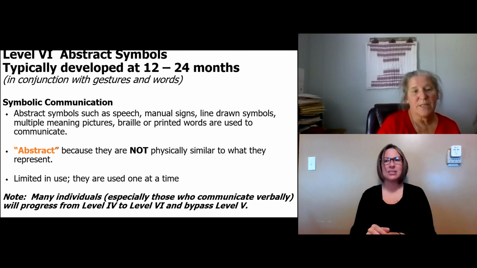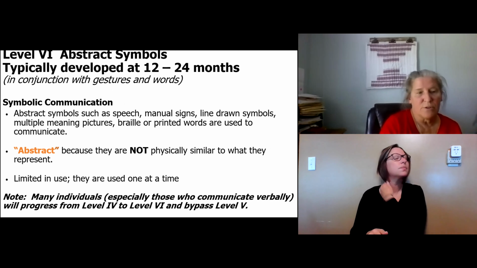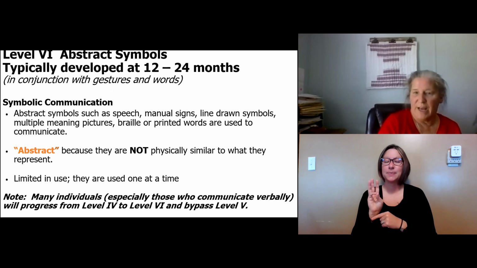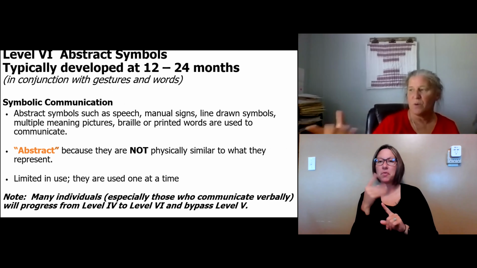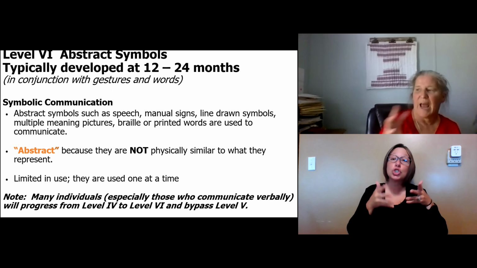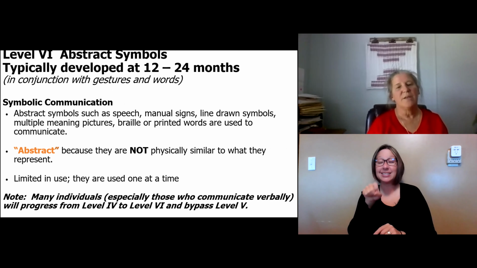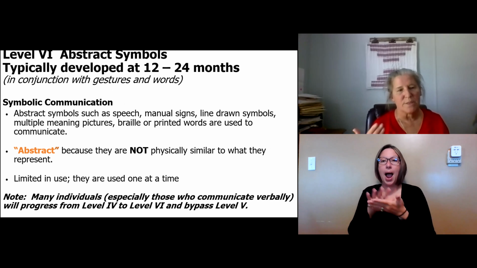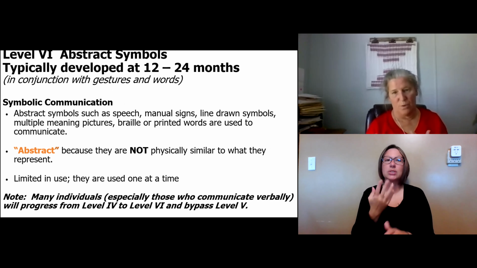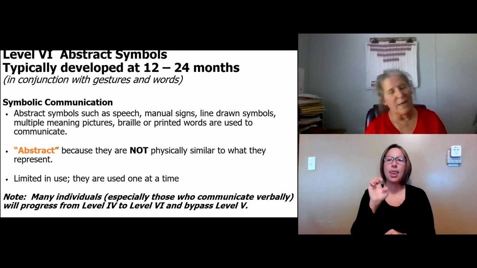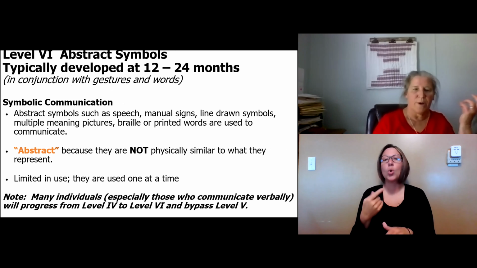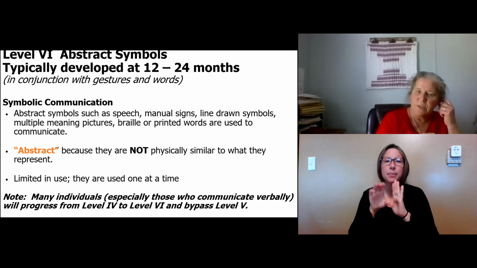Okay, so now we're up to level 6. And in level 6, that's typically developed between 12 and 24 months also. And it's with those gestures and words, but this time we're getting into abstract symbols, such as speech and manual signs. We're going to do those line drawing symbols. We may have multiple meaning pictures, braille, printed words. We're going to use all of those things.